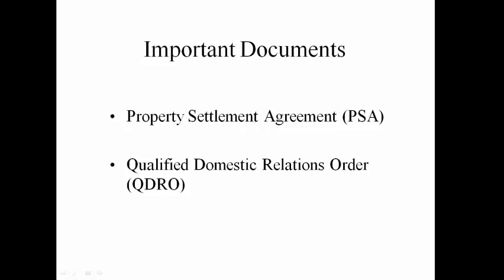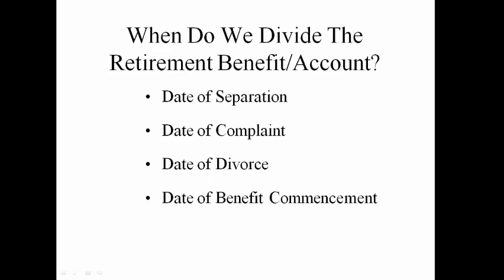When do we divide the retirement benefit or account? Four very important choices, and all will have very, very different results depending on the choice. We could use the date of separation as the date that we will allocate the account or the benefit. We can use the date of the complaint, which is typically the date that the parties file for the divorce in the court. We could use the date of the divorce.